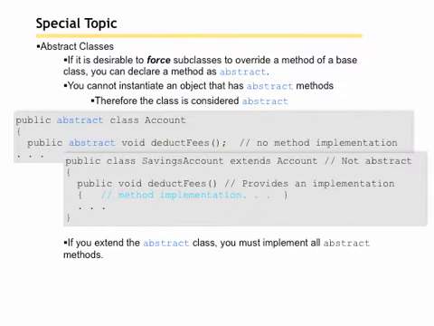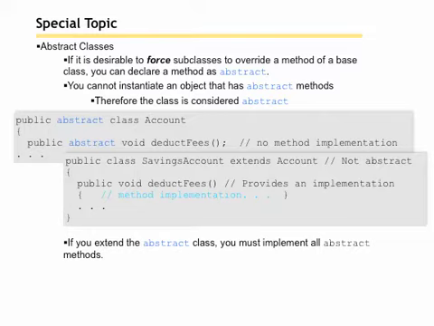So, special topic: abstract classes. Of course, it's a special topic, but it's required for the AP test, so we need to know about abstract classes. It is desirable sometimes to force subclasses to override a method of the base class. If we want to do that, we can declare the method as abstract. So in a class called Account, we could say public abstract void deductFees, if we want an abstract method that needs to be implemented in subclasses.